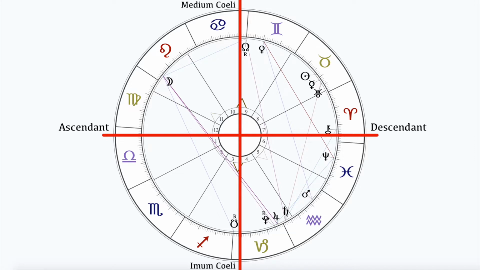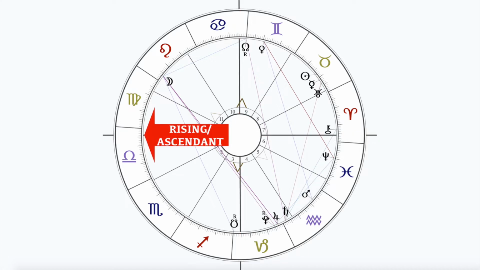If you look up and down, that is the vertical line. These are called the imum coeli and the medium coeli, the latter also being called the midheaven. The easternmost horizon line, where the sun and planets rise, is also known as the rising sign.